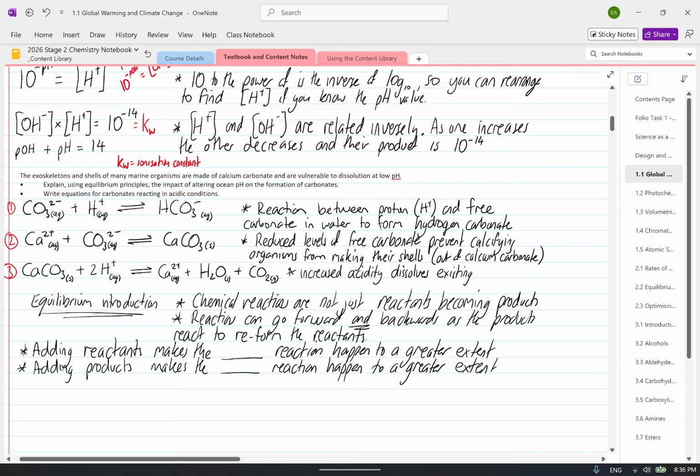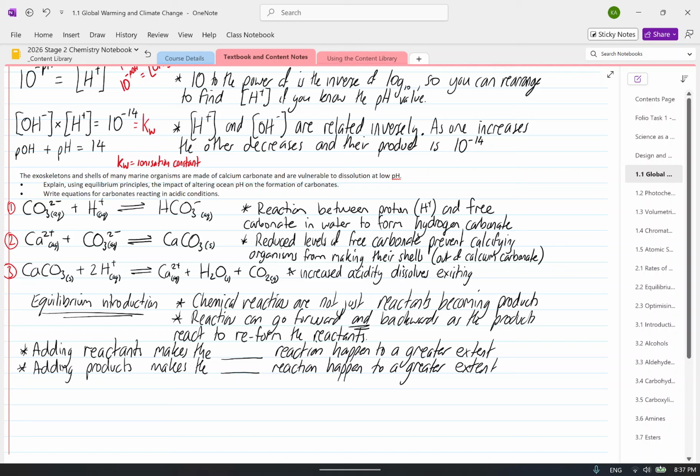Our first one, the importance of this one is that it's a reaction that happens between our carbonate ions, that are free carbonate ions floating around in water, reacting with H+. So remember that at low pH, we have increased the amount of our H+ in the water. As such, it is more likely to react with our CO3 2-, and it's going to form some hydrogen carbonate. So you're removing our CO3 2- from the solution and forming some hydrogen carbonate.